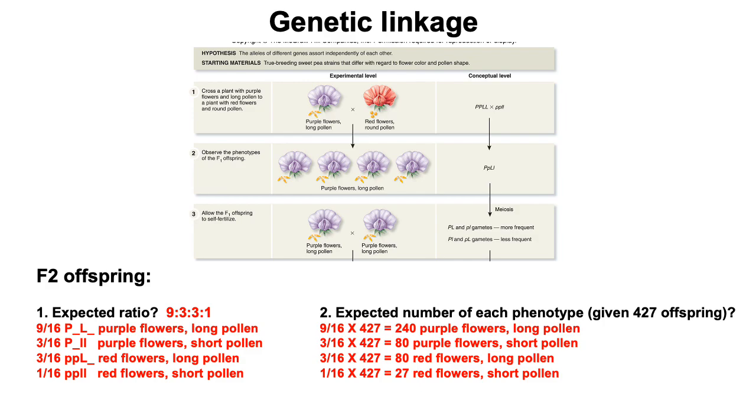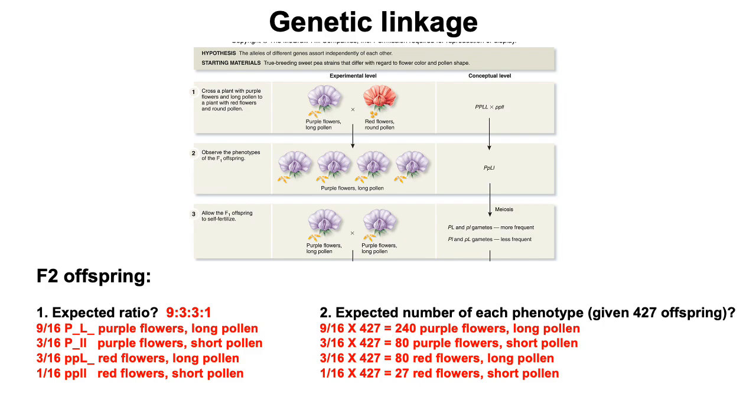We would expect 240 that have both dominant traits, and 80 that have one or the other of the dominant and the recessive. And then we would expect 27, 1/16 of 427. We expect 27 would carry both recessive alleles. So this is what we expect if independent assortment was going on. So this is our hypothesis, right? We're expecting a 9:3:3:1. If we had 427 offspring, we should see this kind of distribution.